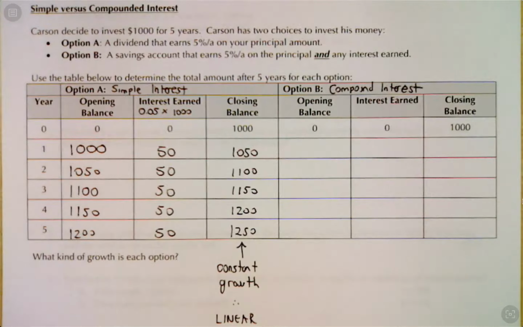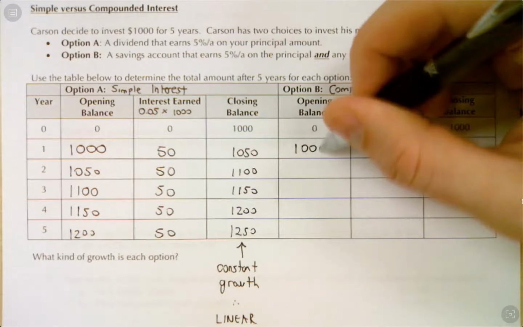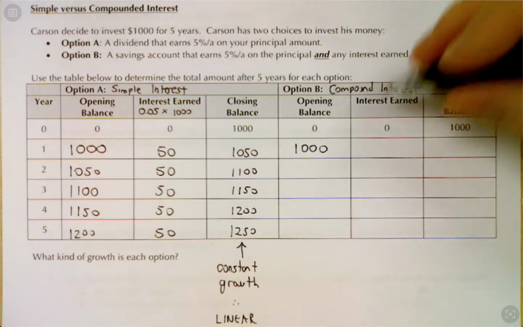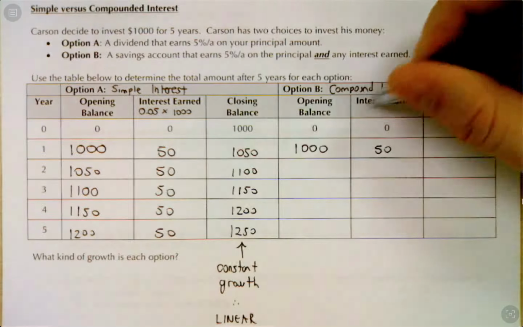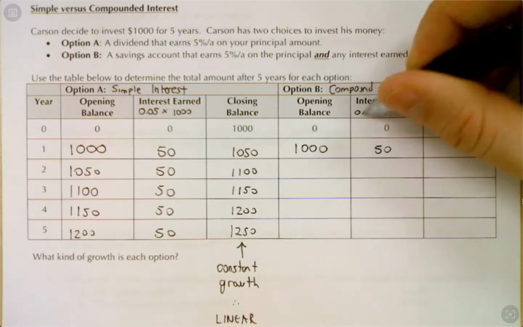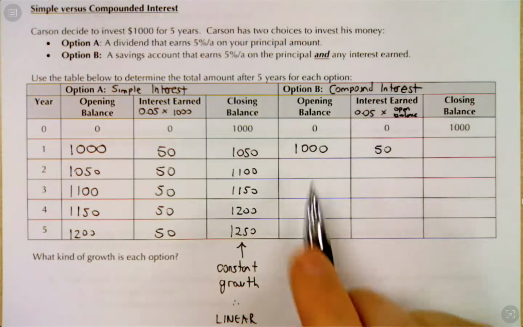Option B, compound interest, doesn't quite work the same. The way compound interest works is you earn interest on the opening balance. So in the first year, it'll look the same. There's $1,000 in the account. He earns 5%. 5% is $50. Interest earned is calculated now by 0.05 times open balance, by how much is in the account at the beginning.